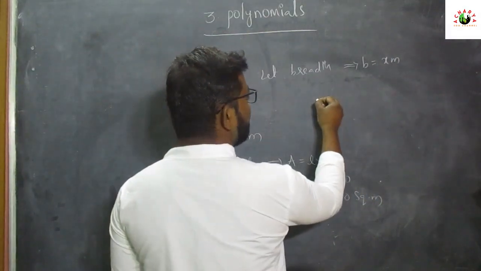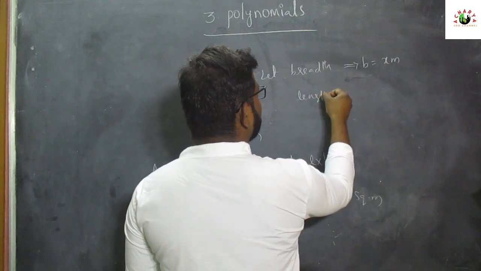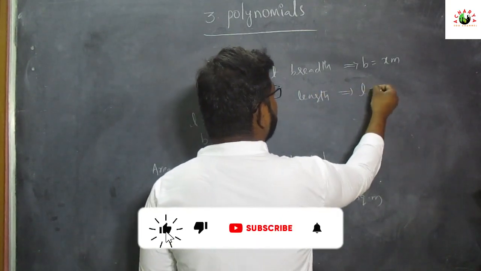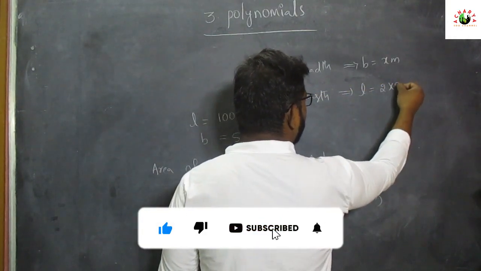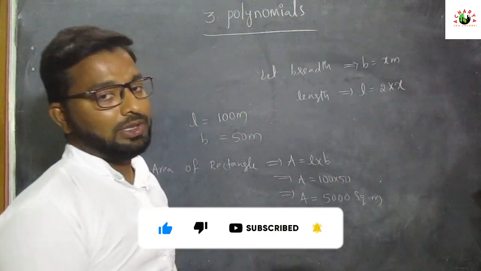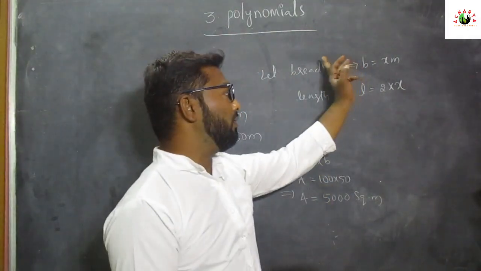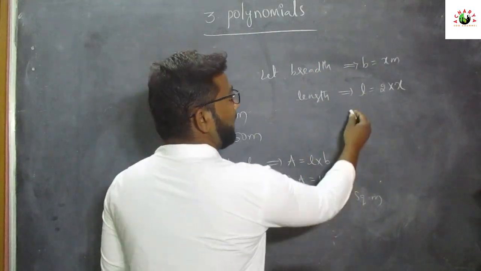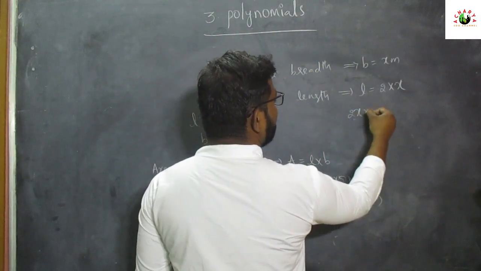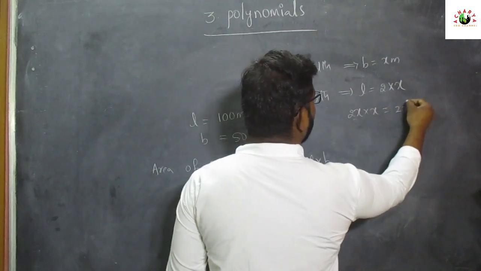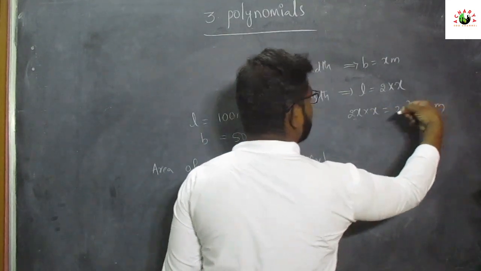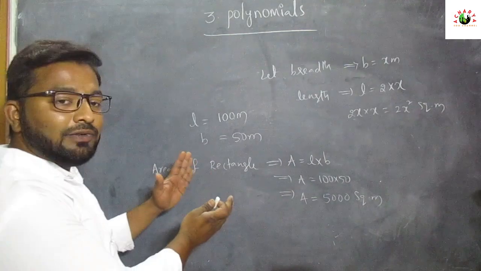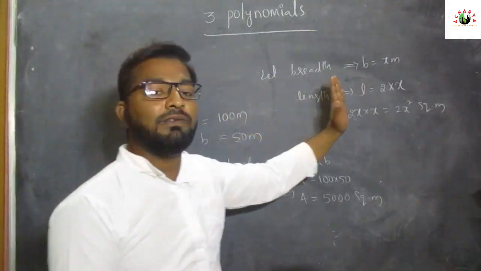So what is the length? Length L is equal to twice its breadth. Breadth is equal to what? x. So now we have length and breadth. What is the area of the rectangle here? 2x into x, that is equal to 2x square meters. Earlier we were using direct values, but here we are using variables.